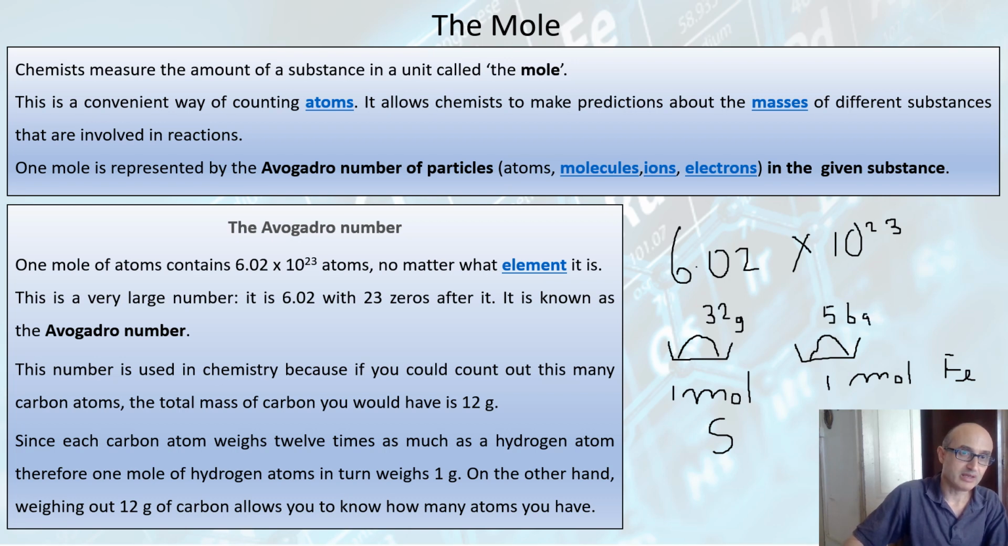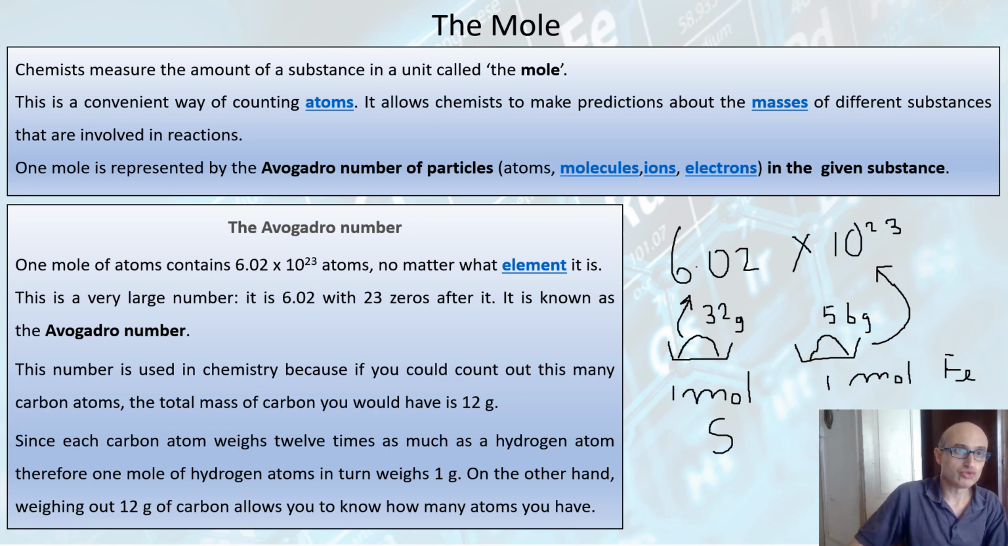Now, this means that in this dish, I would have the same number of atoms as I have in the second dish. In other words, in the first dish, I would have 6.02 times 10 to the 23 atoms of sulfur, whilst in the second dish, I would have an equivalent number of iron atoms. Okay? Now we'll come to exactly why in a minute. Okay. So the first thing you've got to do is this.